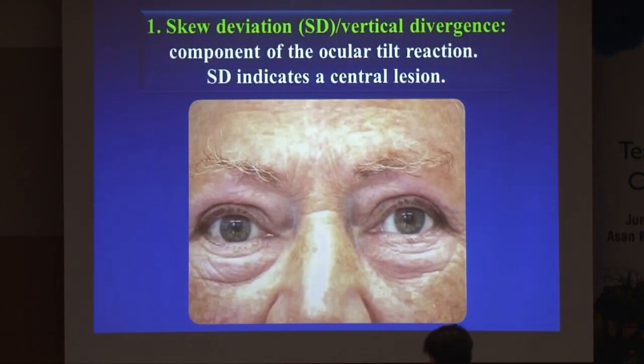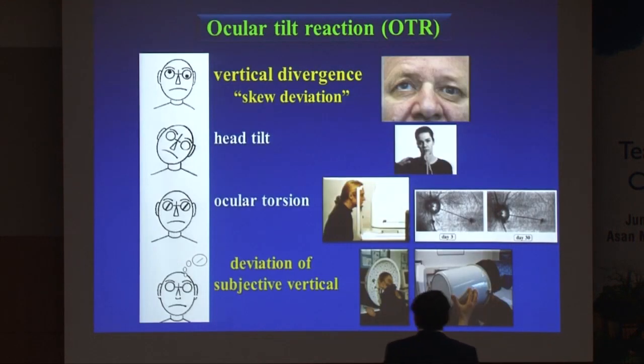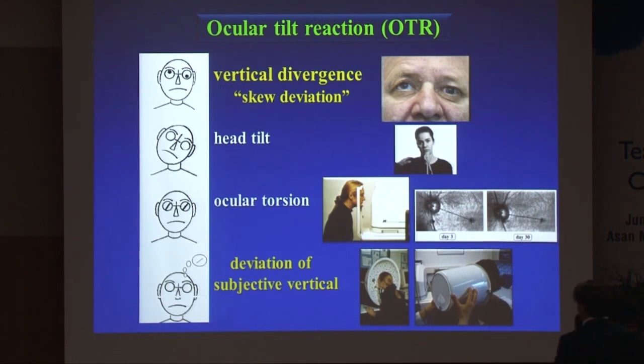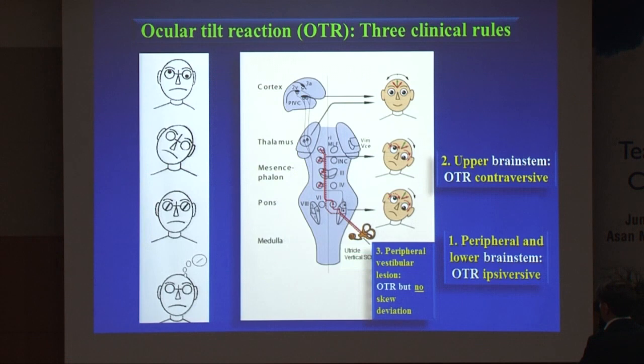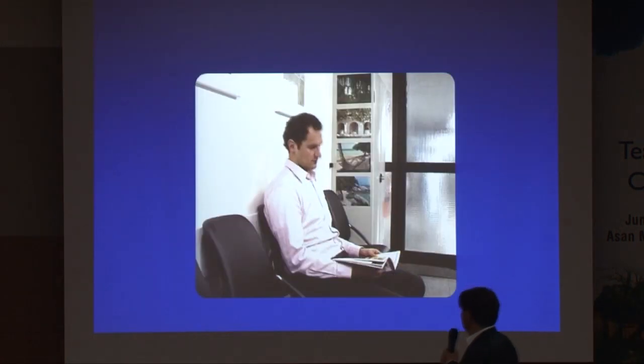Okay? Skew deviation. First, one of the components of the ocular tilt reaction, it indicates a central lesion, and you find it in 30% of all patients with a brainstem lesion. The other components are not specific to differentiate peripheral from central vertigo. There's a simple rule: peripheral and lower brainstem lesion, ipsiversive ocular tilt reaction; upper brainstem lesion above the level of the vestibular nuclei, contraversive; and peripheral lesions do have an OTR, but no skew deviation.